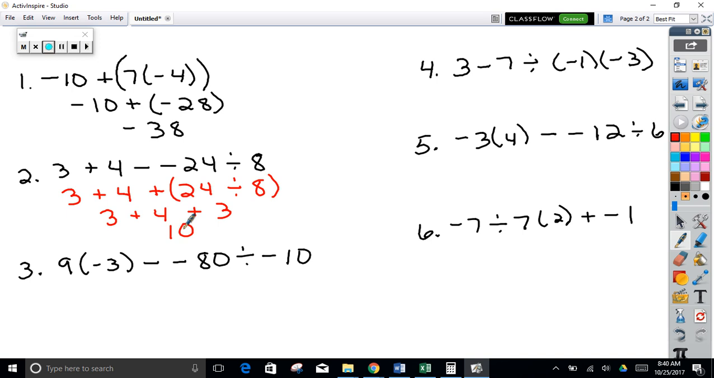Okay, would anybody like to take a stab at number 3? Go ahead, Adrian. So I put parentheses around 9 and -3 to do first, and then I changed the two negatives to a positive, and like the same stuff.